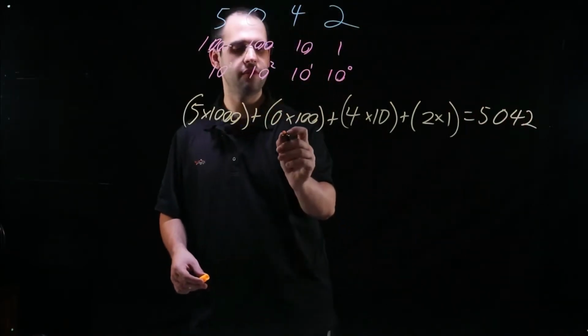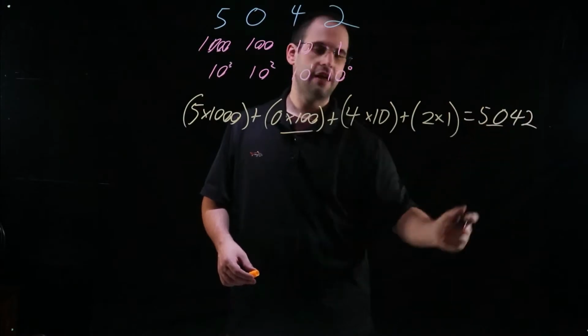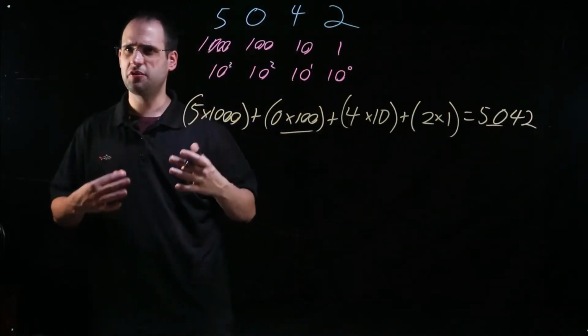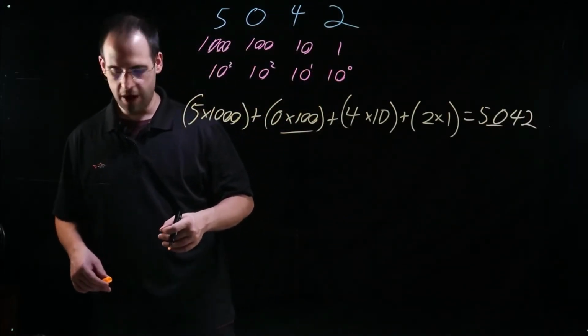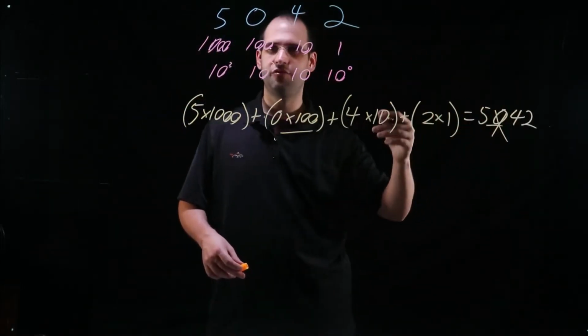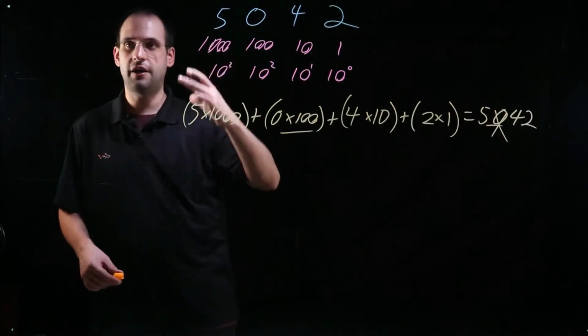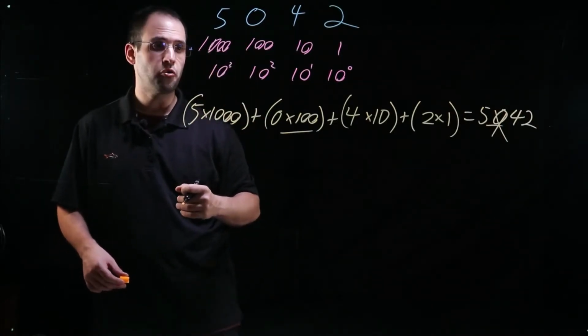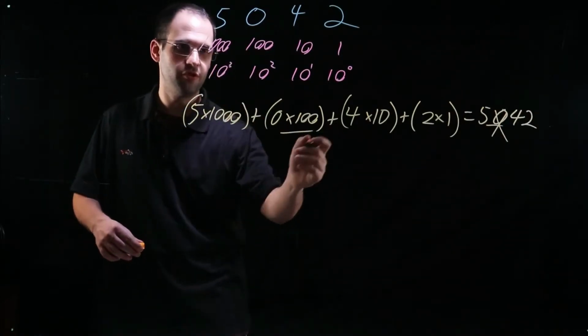Now, keep in mind, even though this is a 0, that position is still significant. Because if we dropped it out, when we got rid of this, our number would be 542, no longer 5,042. So we do have to be mindful of this 0 position.